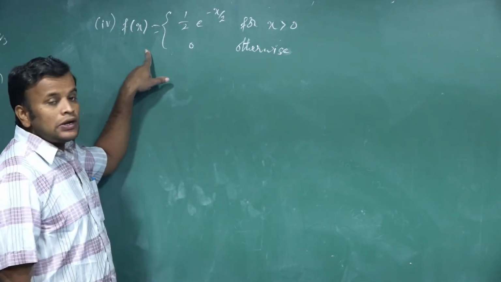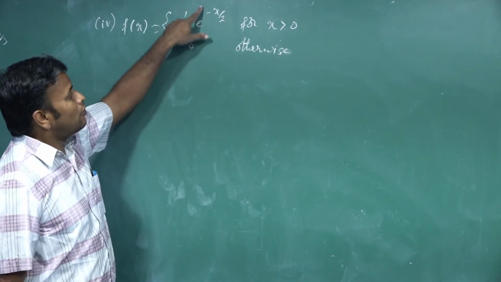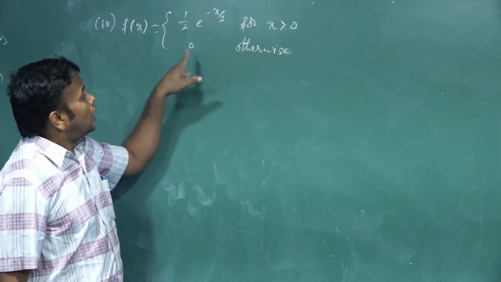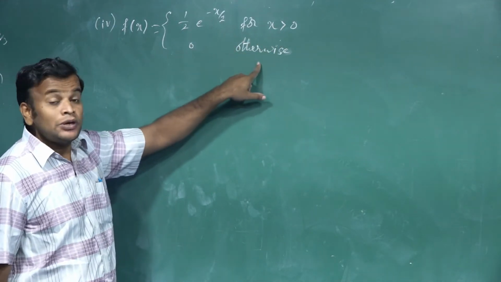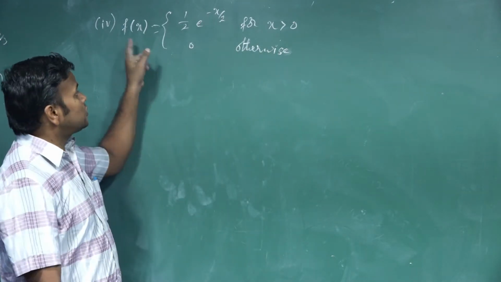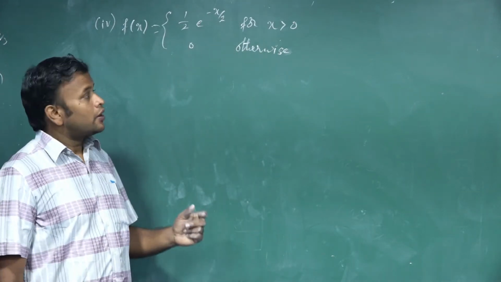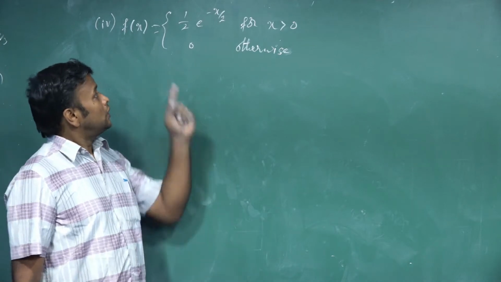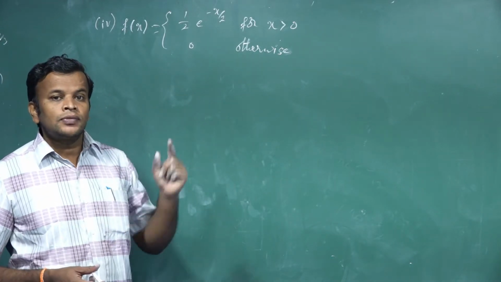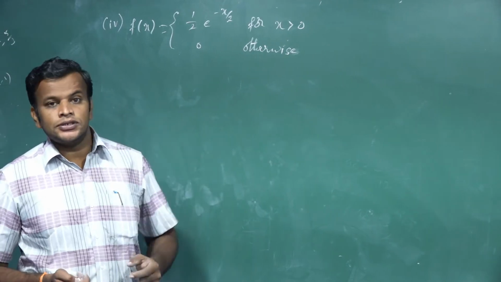F of x has two values: 1 by 2 e power minus x by 2 for x greater than 0, and 0 otherwise. Otherwise means suppose the value of x is equal to 0 or less than 0, f of x value is defined as 0. Now you come to one conclusion. Here f of x is a probability mass function or a probability density function? It is a probability density function.